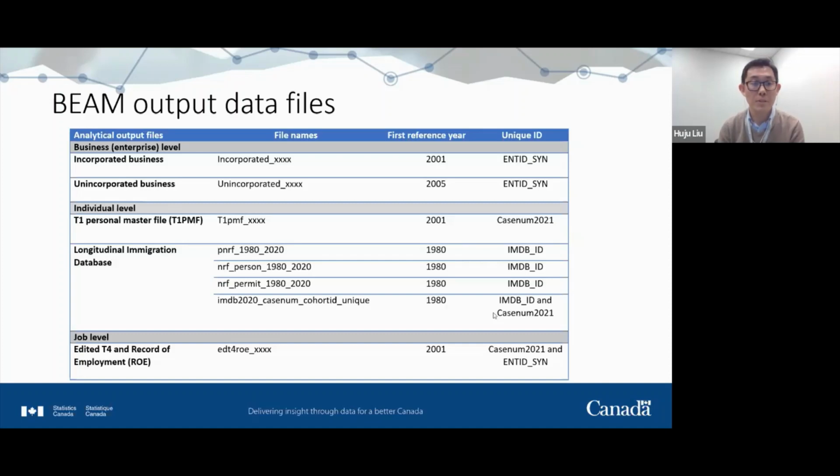And then for the immigration database, we have 4 files. One is the PNRF, that's the permanent resident person level file. That includes all the landed immigrants after 1980. And then you have the NPRF2 file, that's for the non-permanent resident person and permit level file, also from 1980 to 2020.